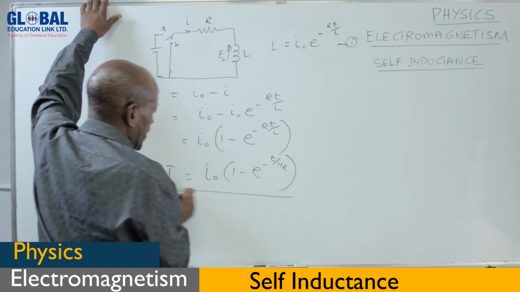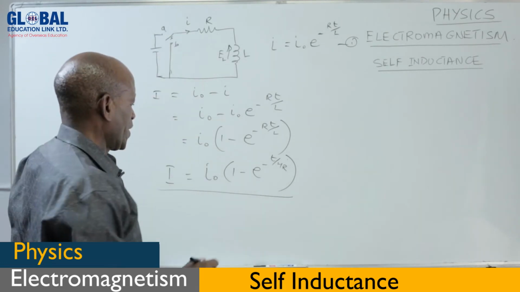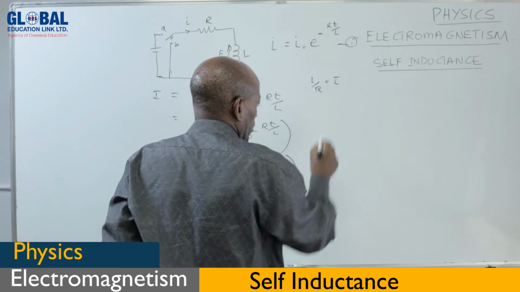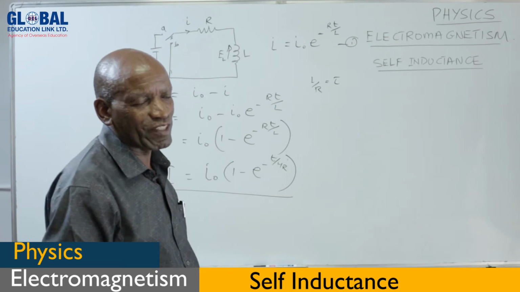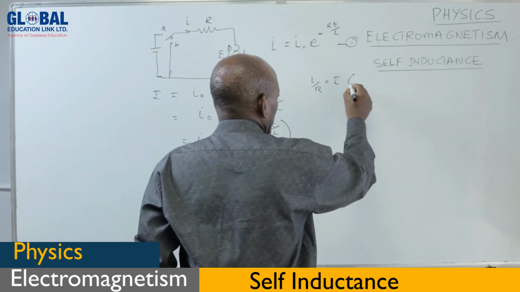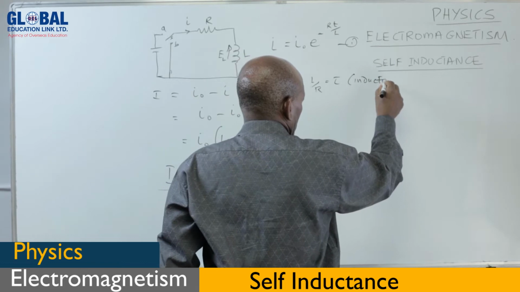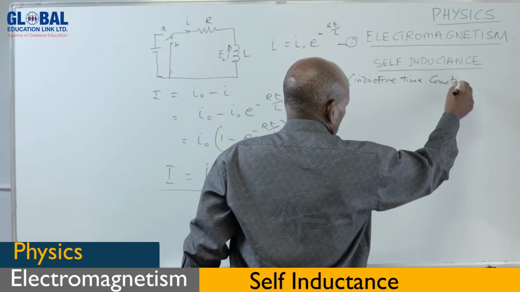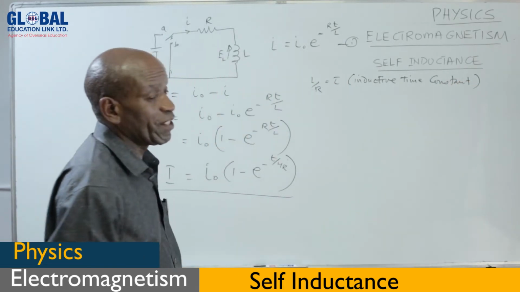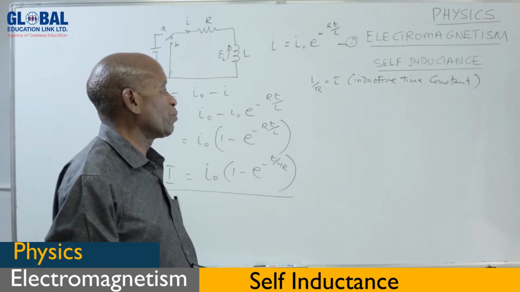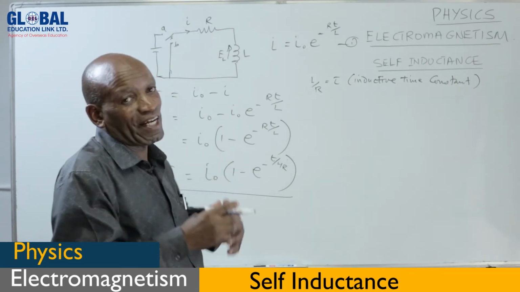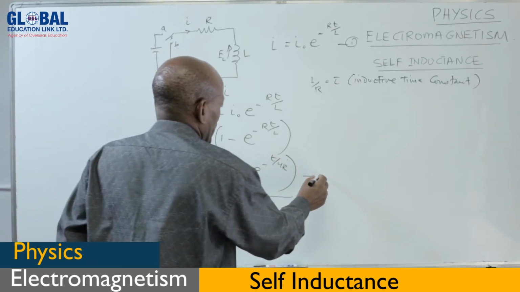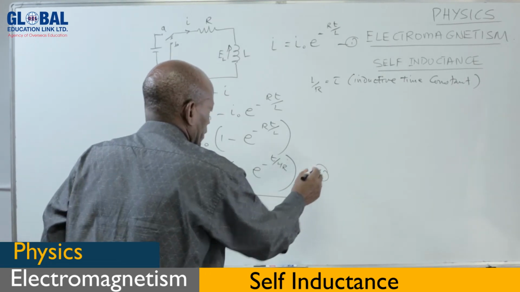This is the main current I which will be flowing in the circuit. But L over R, this is what we call tau, and this is called the inductive time constant. The inductive time constant can project at what time the current will be of a certain magnitude. So we have a general expression as given by this particular equation here.